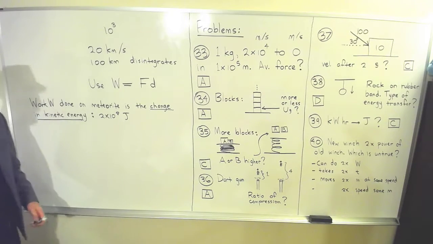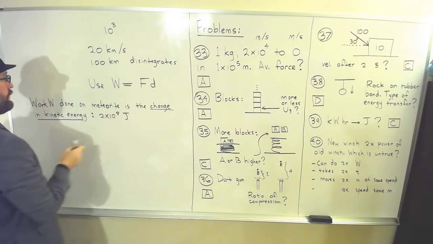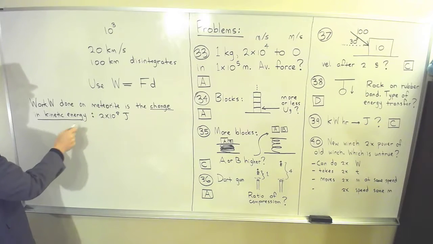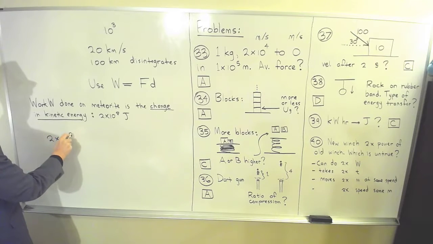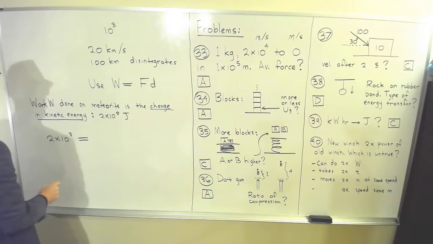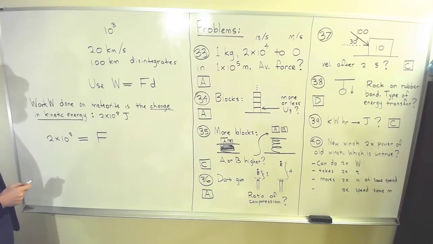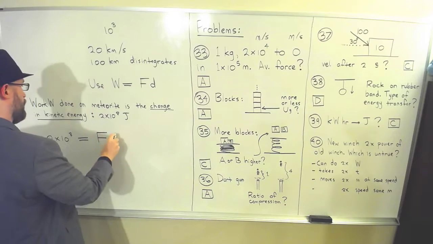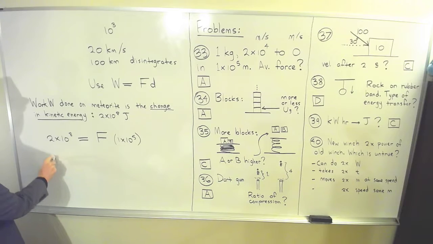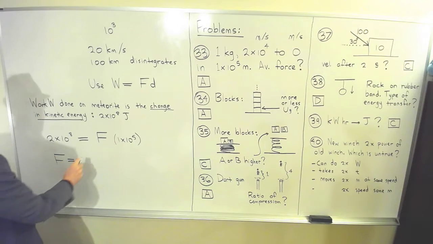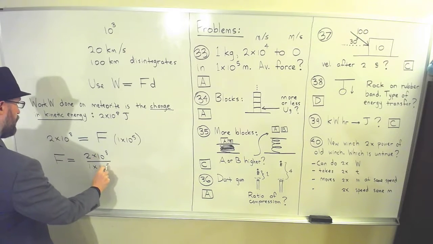Okay, so if I want to now use work equals force times distance, I've got the work now, so I can say 2 times 10 to the 8th, and I'll fudge in the units at the end, equals force, this is what we want to solve for, the average force, times the distance. And I have the distance here. This is 1 times 10 to the 5th. So I can rearrange this and write the force, which is what I'm looking for, is 2 times 10 to the 8th over 1 times 10 to the 5th.